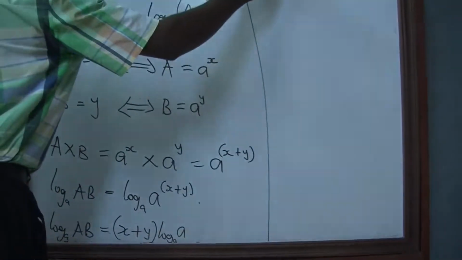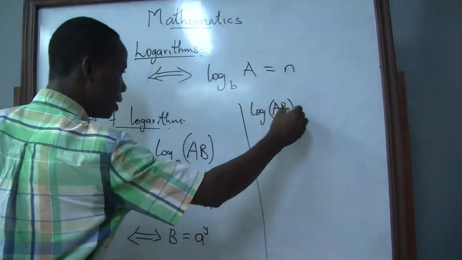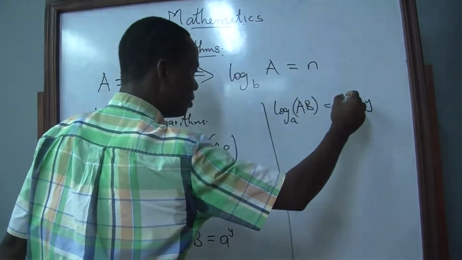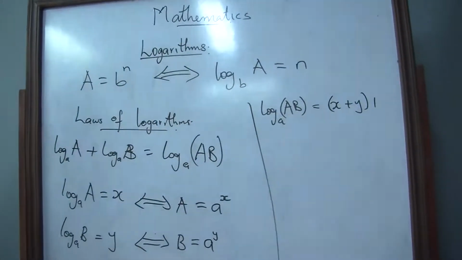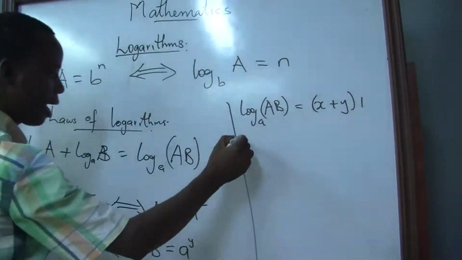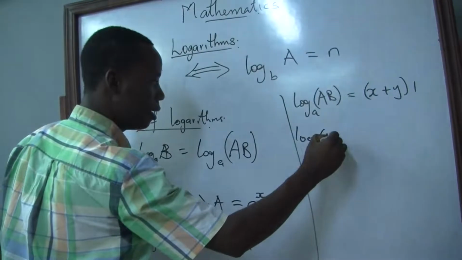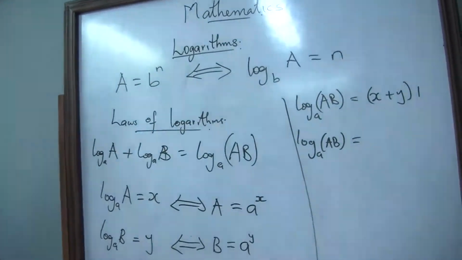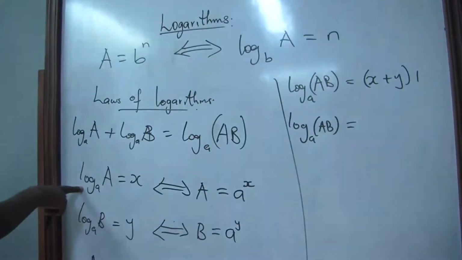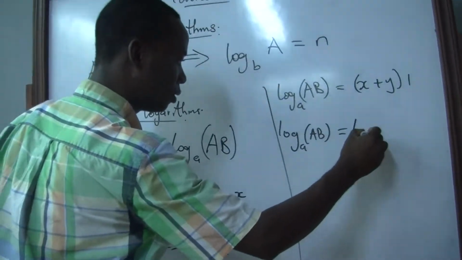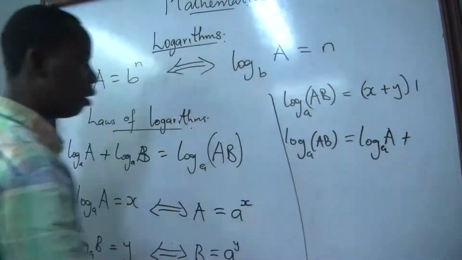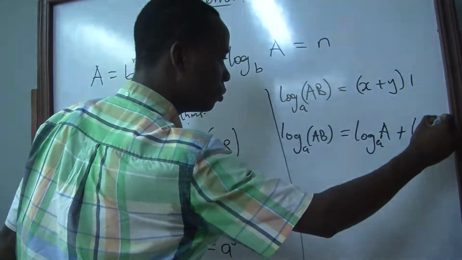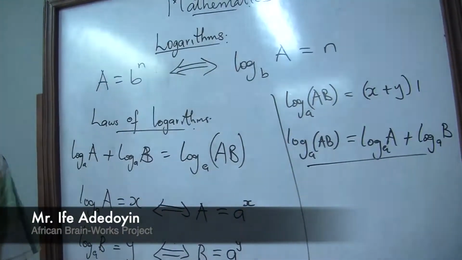So I have log of AB in base A equals X plus Y multiplied by 1, which is still going to be that same value. So if this is what I'm having, log AB in base A equals X plus Y. What's my X? What's my Y? My X is log A in base A, so I'll just replace it, plus Y, log B in base A. That proves the first law for us.